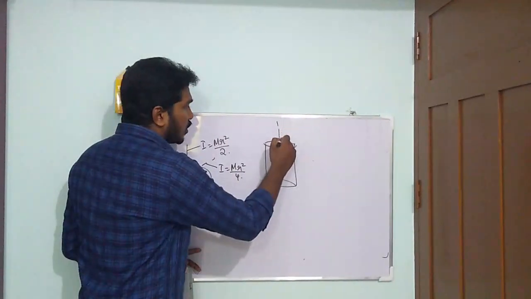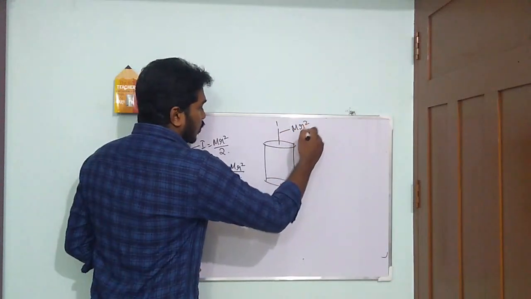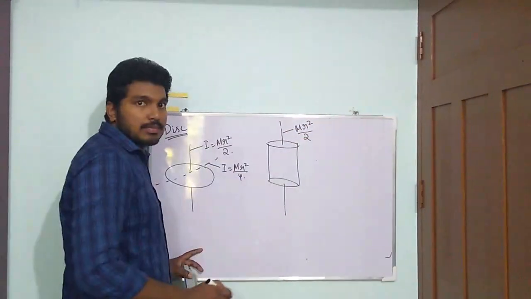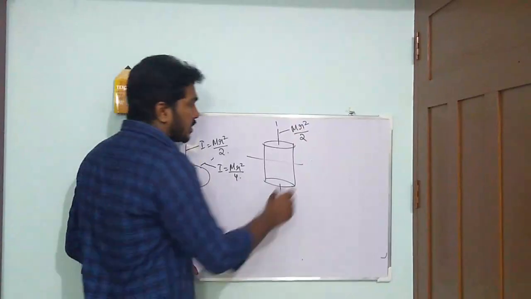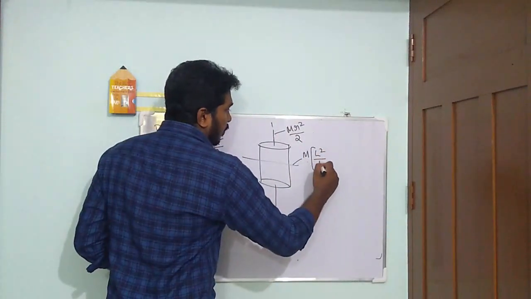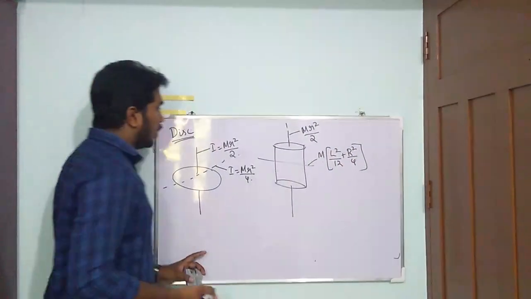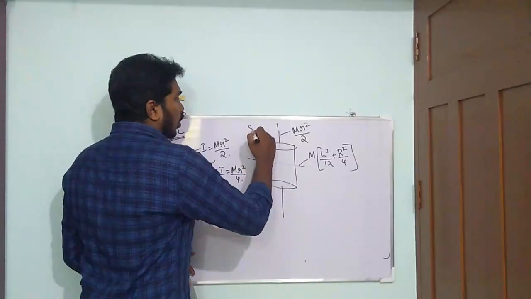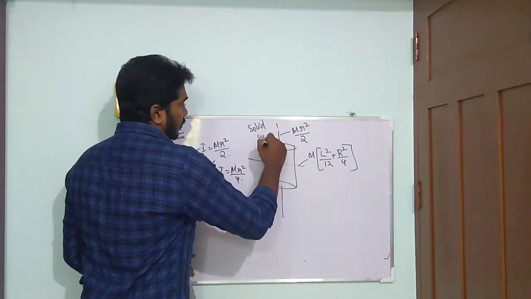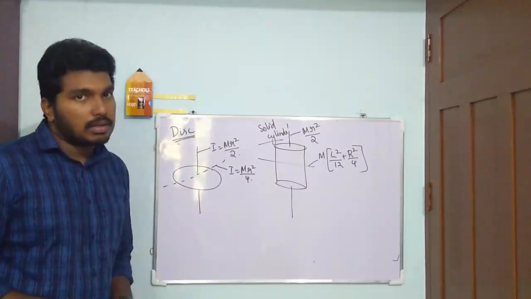Okay, and again for a solid cylinder, along this geometrical axis, it will be mR² by 2. And along the transverse axis, it will be m into (L² by 12 plus R² by 4). So we compare a disk and a solid cylinder. Clear? So we can correlate them and we can learn that.